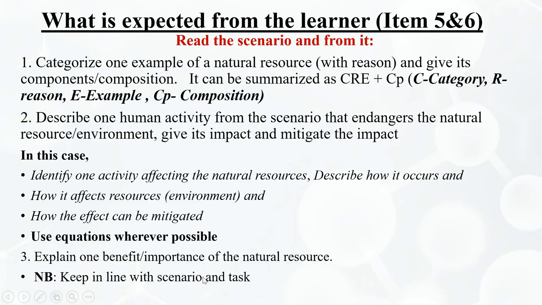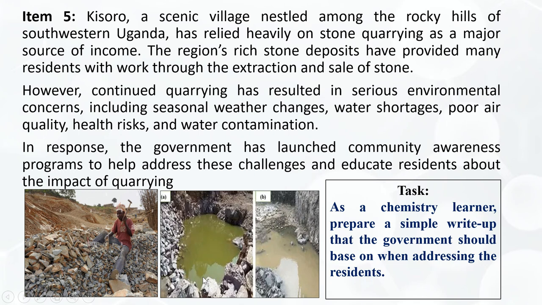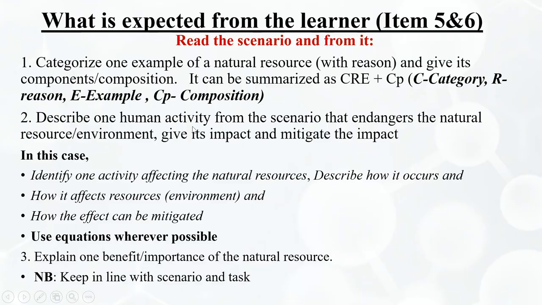agriculture, or animal rearing. Let's look at this item. The item has a scenario, the item has the support material, and the item has the task. I want us to go through it as fast as we can, and then we see how we can respond to it. Let's go through. Kisolo, now, for learners who are looking at this, can you first pause and respond to this item? Get the answers using the criteria we have talked about.